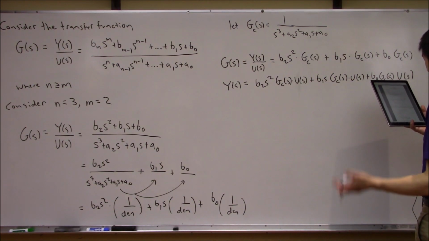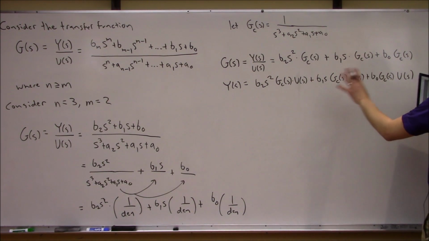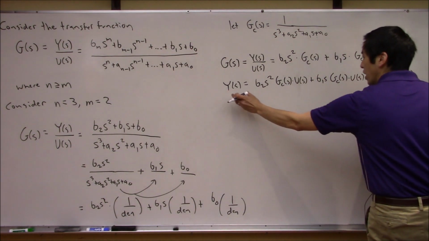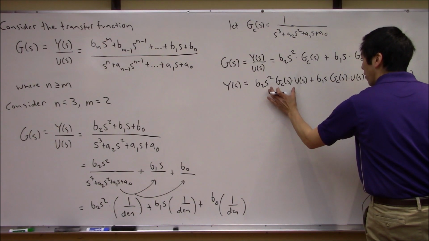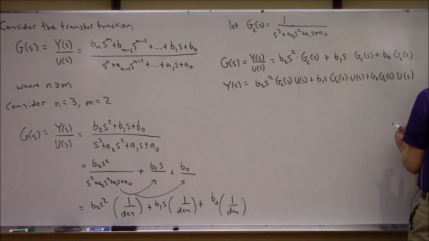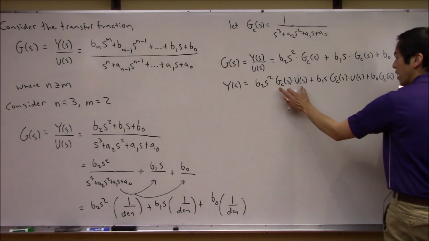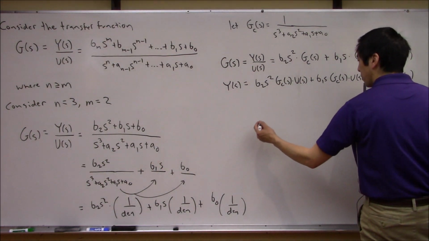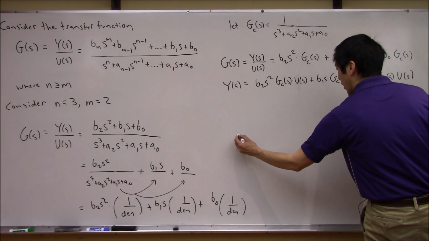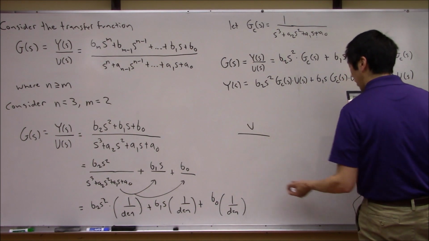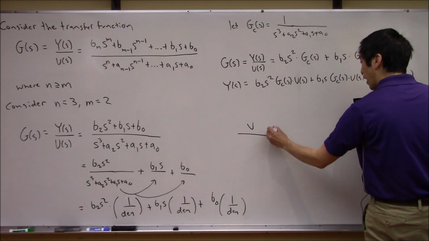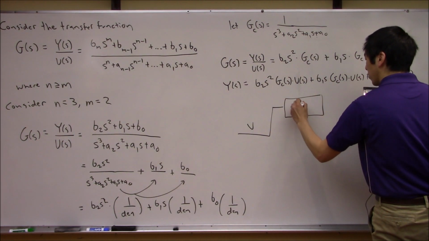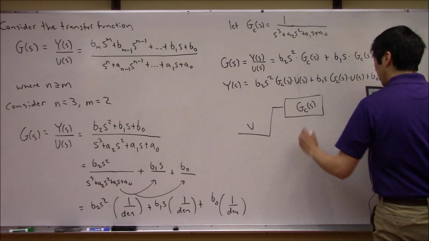Okay, so now if you want to, we could visualize this as a block diagram representation. The entire output is the sum of this plus this plus this. If you look at these three terms, let's start over here. This is maybe the easiest one to visualize. I like to think about this as, okay, you've got U coming in, and then we're going to run it through GC. So here's GC.